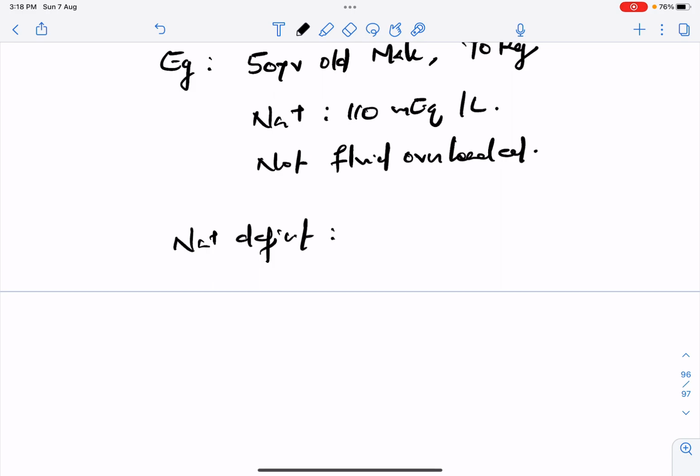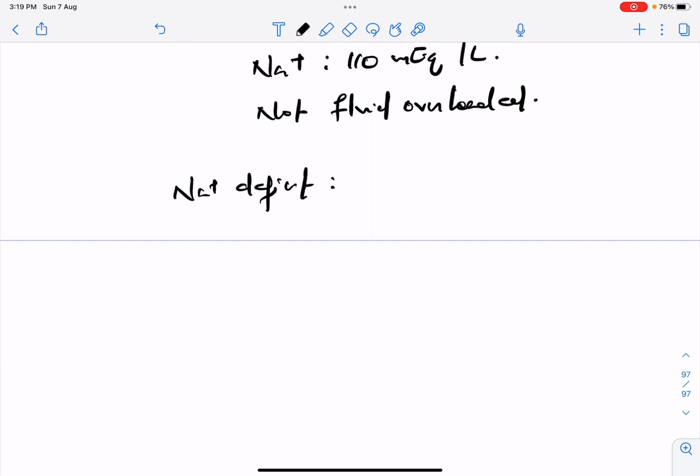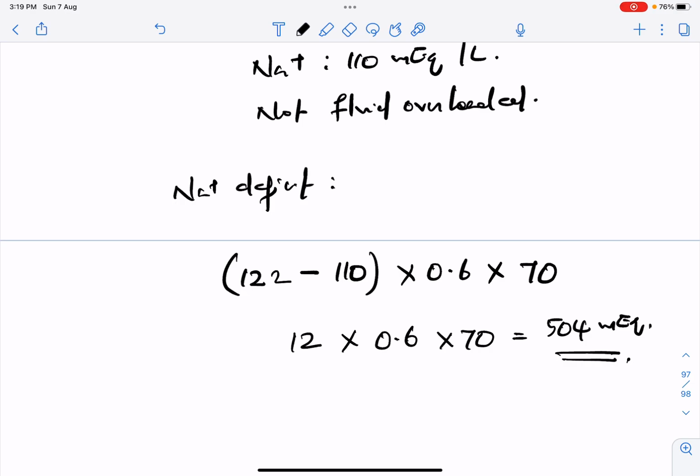In this patient we can go up to a maximum of 12 milliequivalent increase in sodium within 24 hours. So our desired sodium is 110 plus 12, that is 122, minus the current serum sodium, which is 110. Desired sodium we obtained by adding 12 to the present value. Into 0.6 into body weight, which is 70. So this is 12 into 0.6 into 70, and it will be equal to 504 milliequivalents. So the sodium deficit is 504 milliequivalents.